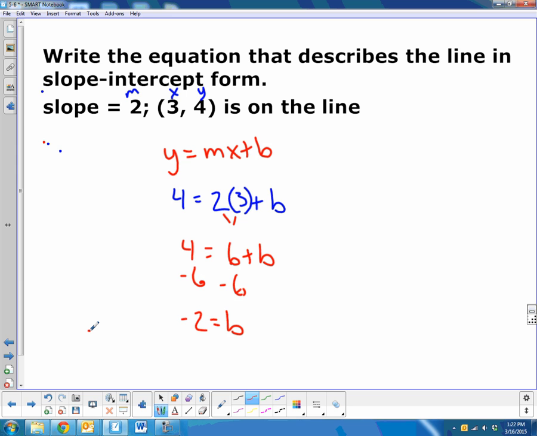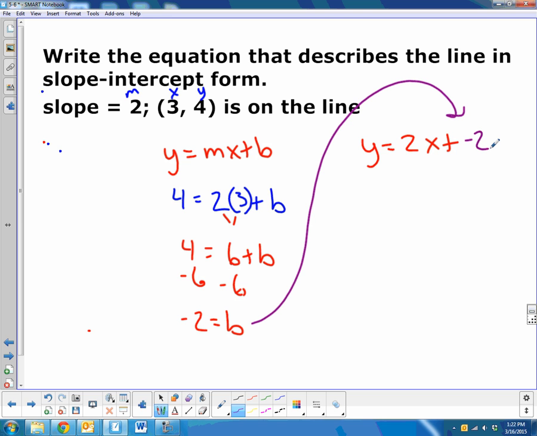The problem says write the equation in slope-intercept form. Slope-intercept form is y equals the slope, x, plus the y-intercept. We just figured out what the y-intercept was. The y-intercept was b, negative 2. And so in slope-intercept form, there's a line that goes through the point 3, 4, because 3, 4 is on the line. There's a line that goes through the point 3, 4 and has a slope of 2. And this equation, y equals 2x plus negative 2, will give us that line.